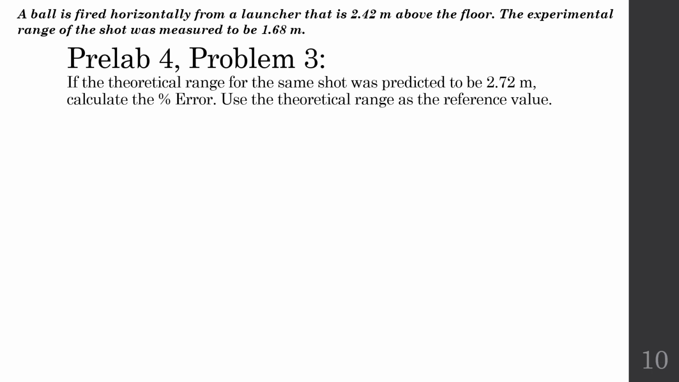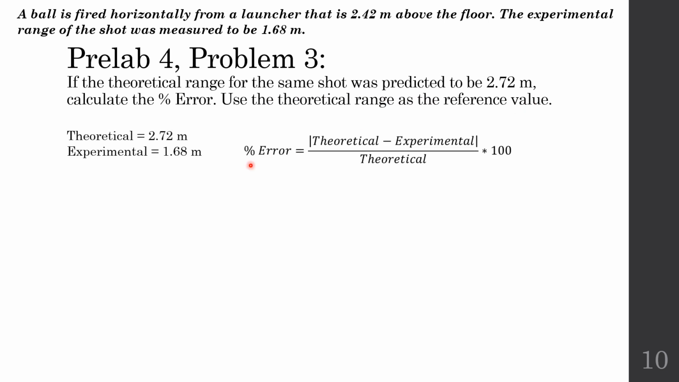All right, pre-lab practice problem number 3. Once again, we're still using the same prompt up here, but this time we have a new question. If the theoretical range for the same shot was predicted to be 2.72 meters, calculate the percent error. Use the theoretical range as the reference value. So this is the information that hopefully we know. Theoretical, they told us, was 2.72 meters. Experimental, we know, is 1.68. That's in the prompt up here.